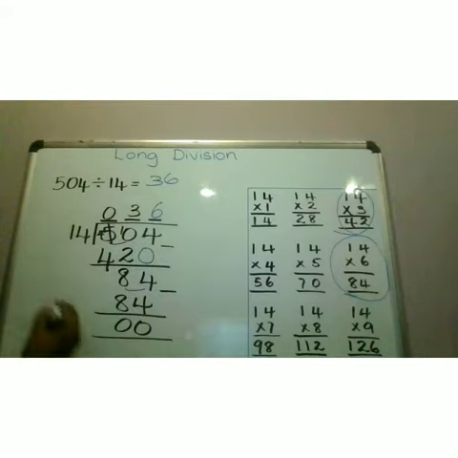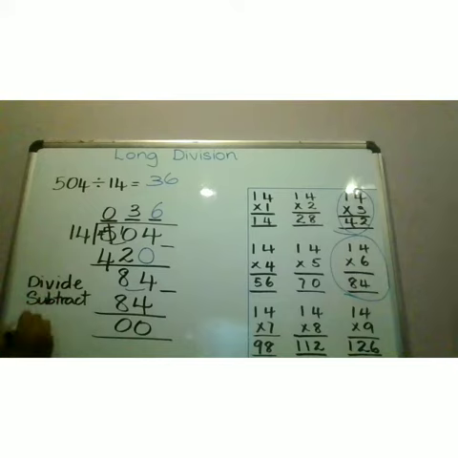Remember, divide, subtract, and then divide again. And keep going until you end up with either a remainder that's less than 14 or 0, 0.